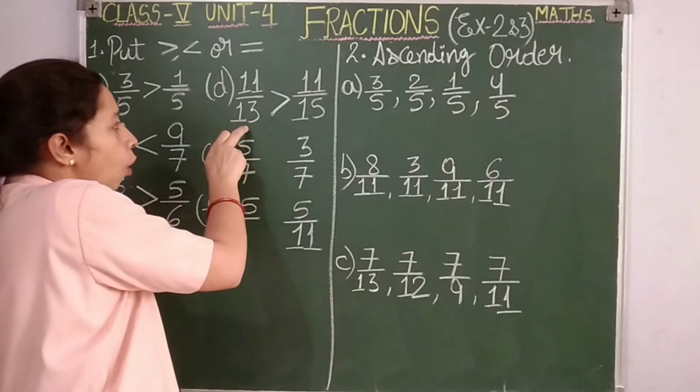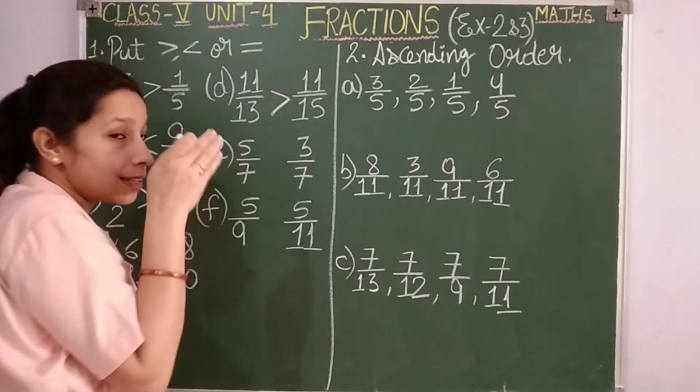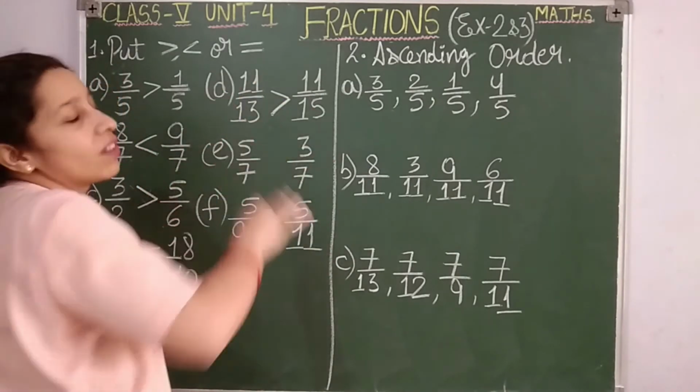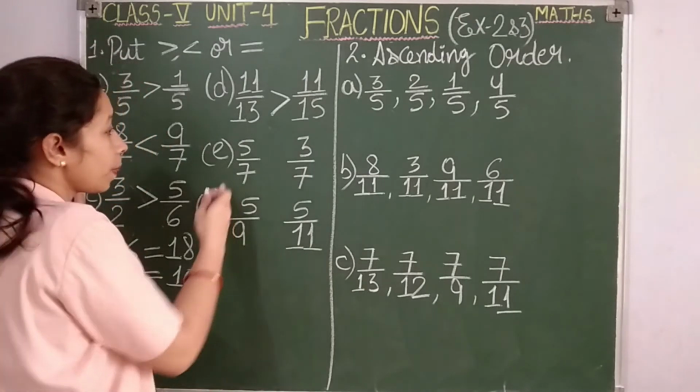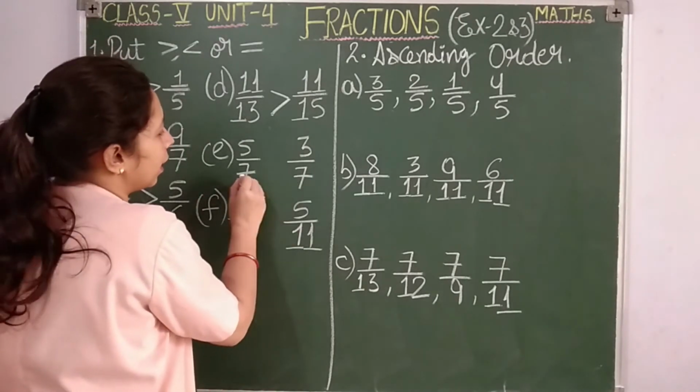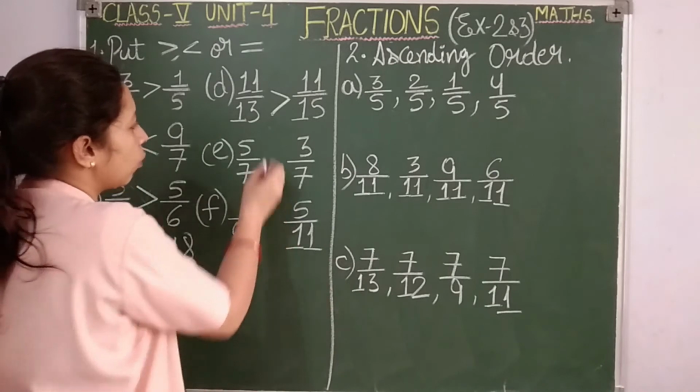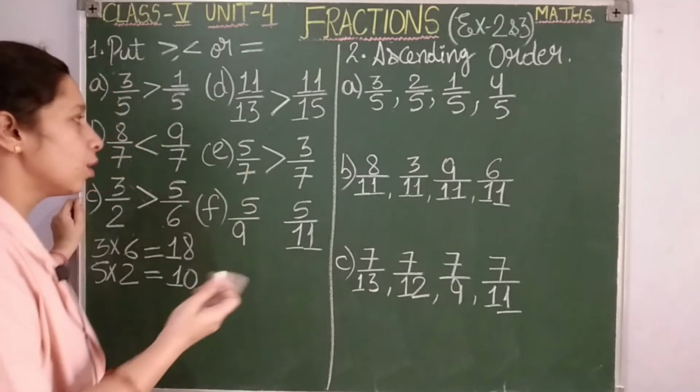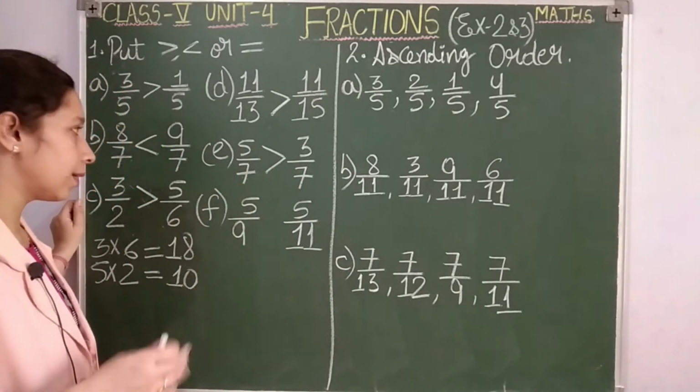So always go with that denominator which one is smaller. That total fraction will be greater. Okay. Now look here, simple denominators same, 7 and 7, go with the numerator, 5 is greater. So 5 by 7 is the greater fraction.